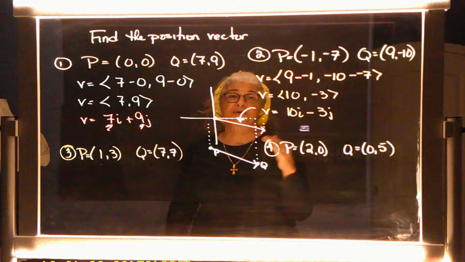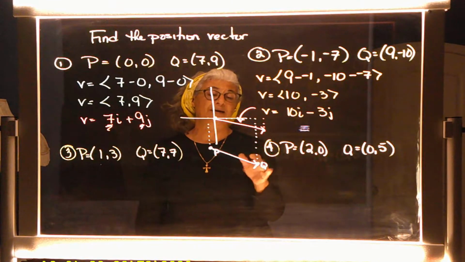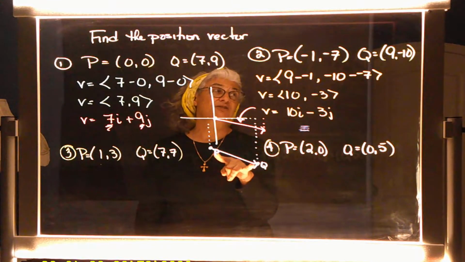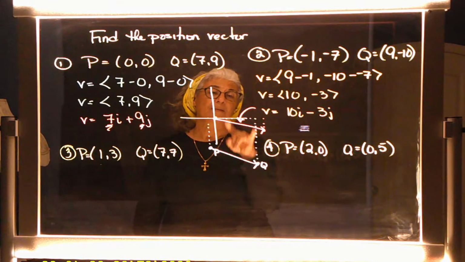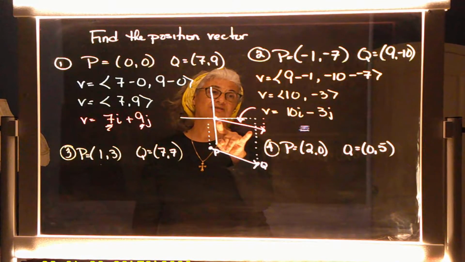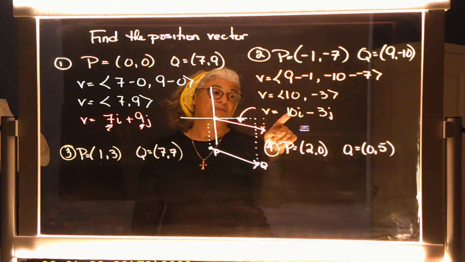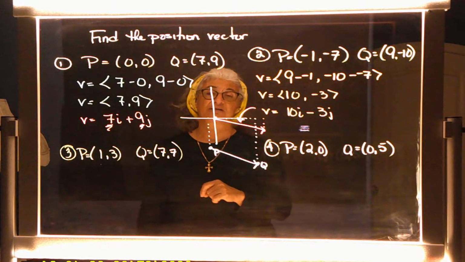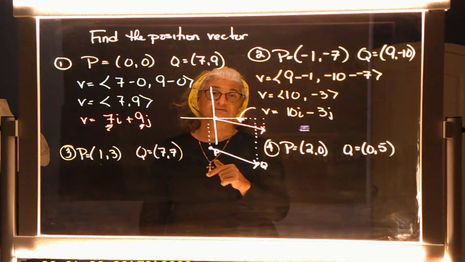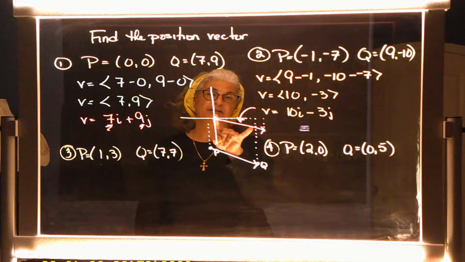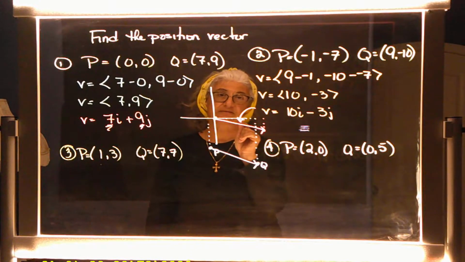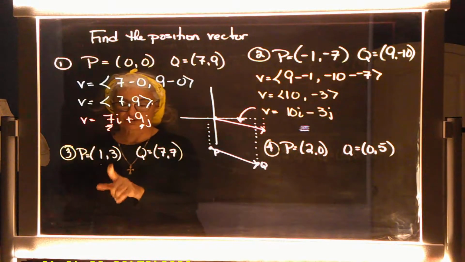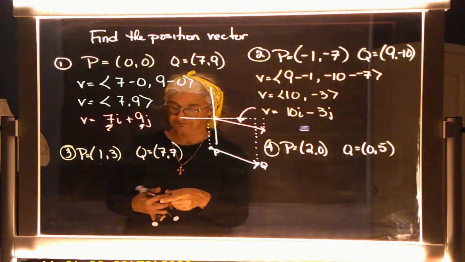Problem number 2 is a better example of what really is happening. Here was the original vector given these 2 points, but the position vector became (10, -3). Cool? Okay, so it shifted it up and to the origin. Got it? Okay, so let's look at problem number 3 here.